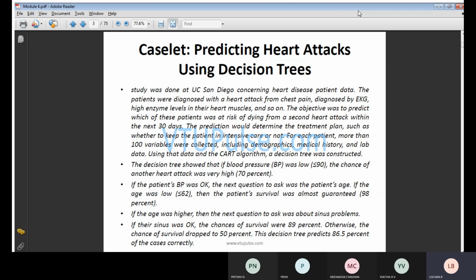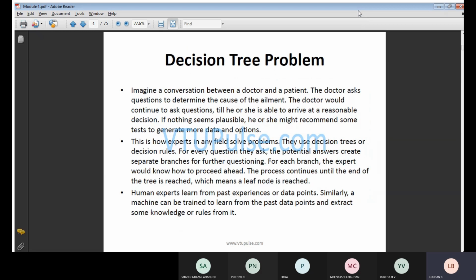If the patient age is low, that is less than or equal to 62, the patient's survival is almost guaranteed. 98% you will be getting. If the age was higher, then the next question we will be checking is about sinus problem. If sinus is also okay, the chance of survival is 89%. So in that particular case, we will be dropping the decision tree and we are going to get a prediction, that is 86.5% of the cases correct.